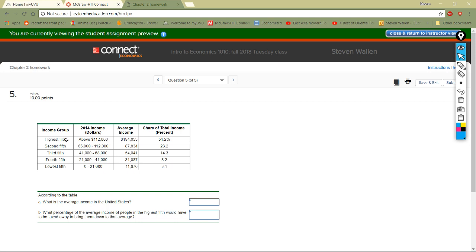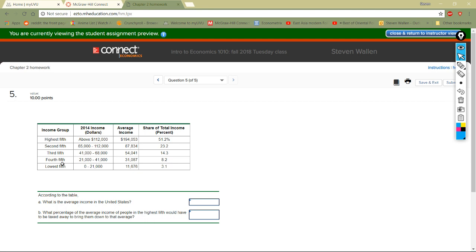So the highest fifth of the U.S., the highest fifth of income earners, are making above $112,000, and their average income is $194,000. So that's the top fifth of earners as far as income. And the share of total income, basically that 20% gets 50% of the income. The second fifth is interesting. They're about 20% of the population, and they get about 20% of the income. They're pretty close. The third is a little bit farther away because you're about 6 percentage points away from being 20%. So this one's looking pretty bad. This one, 20% of the people are at 8% of the income.